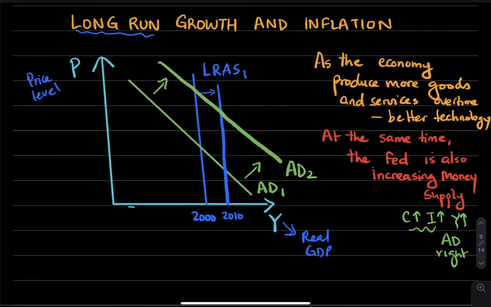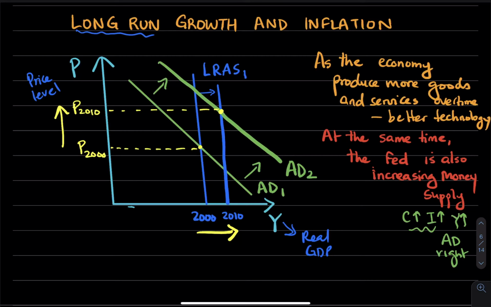So if you want to think about equilibrium between AD1 and LRAS1, that was right here, right? This was our equilibrium initially. Okay, so let's call it price level in 2000. Okay, now when the long-run aggregate supply curve shifted and the aggregate demand curve also shifted, we end up at a point like this, which is, let's say, in 2010, right? So this is price level in 2010. Notice what's going on with the price level. The price level has risen over time, and so has the real GDP.